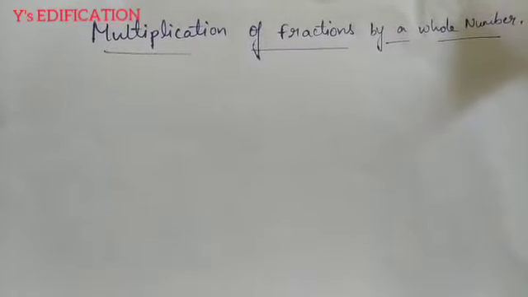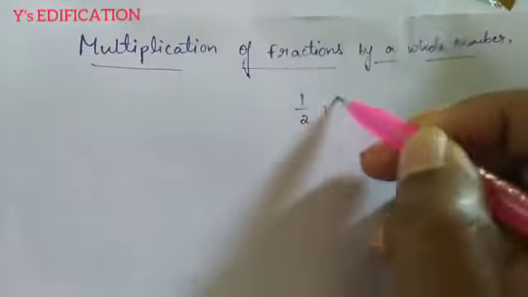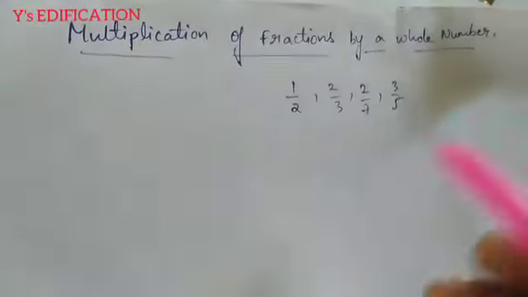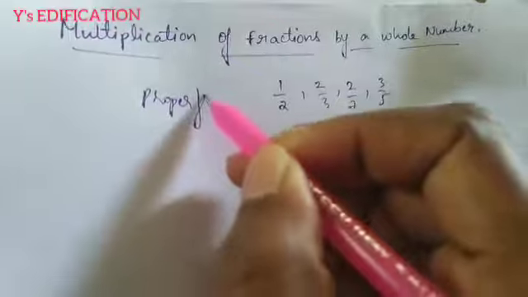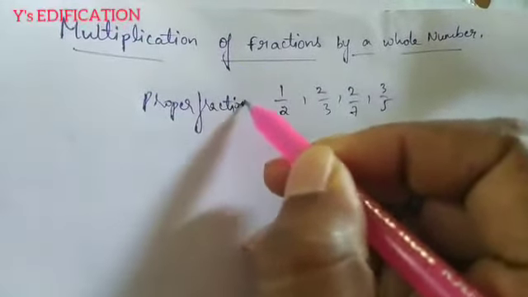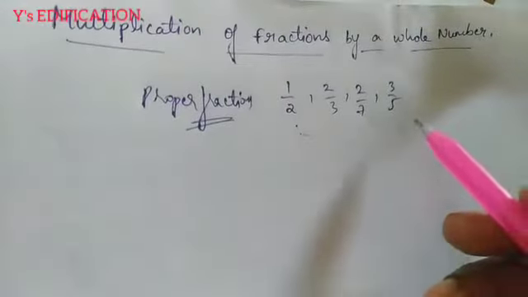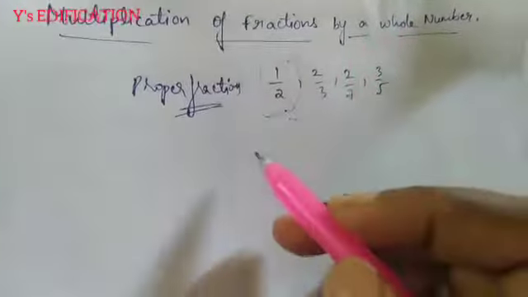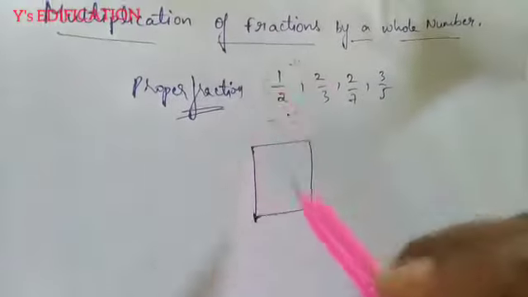We already know the proper fractions: 1 by 2, 2 by 3, 2 by 7, 3 by 5. These all are proper fractions, right? So how will we multiply these proper fractions? For example, I want to show 1 by 2 in a figure. Okay, I am taking a square. This is a whole square.